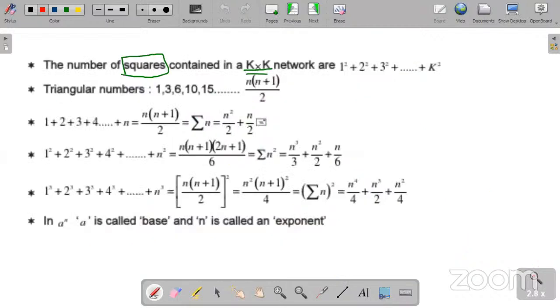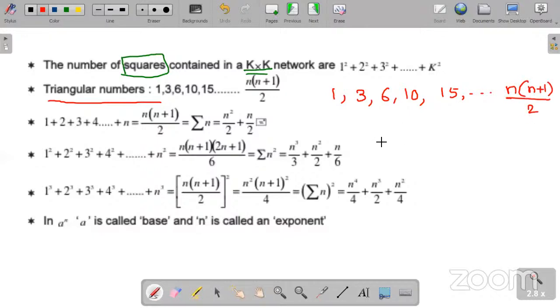Next is triangular numbers. This is very important. What are triangular numbers? 1, 3, 6, 10, 15. I already discussed this one. So the nth triangular number is n into n plus 1 by 2. For example, the 10th triangular number, 9th triangular number, even the 1000th triangular number we can find out with the help of this. Right.